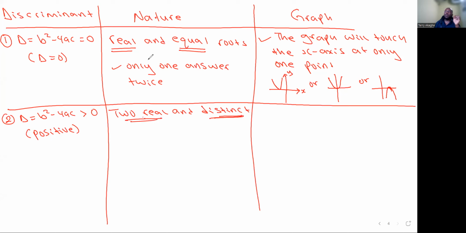Remember, if it's equal to 0, it's real and equal. But if it's greater than 0, it's going to be 2 real and distinct. So here, you're going to have 2 different answers when you solve, okay? Here, you're going to have 1 answer, but it's going to be twice. But here, you're going to have 2 different answers. And this means that it crosses the x-axis at 2 different points.